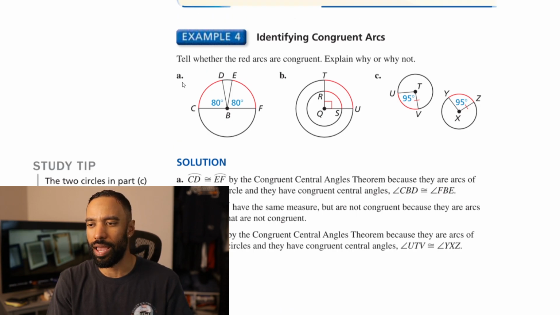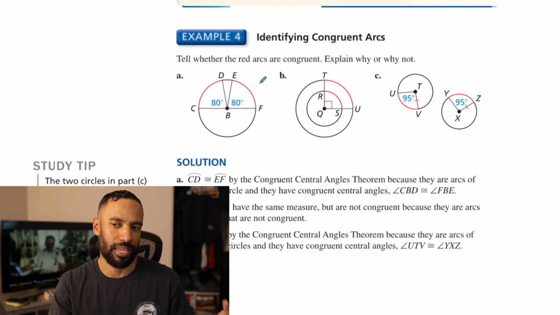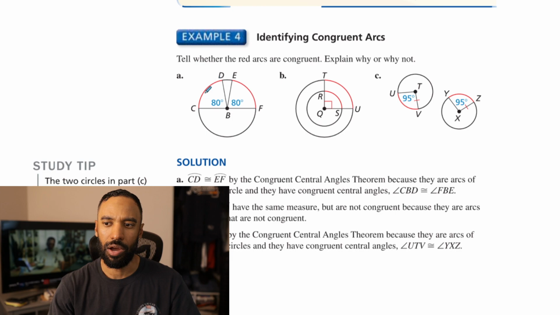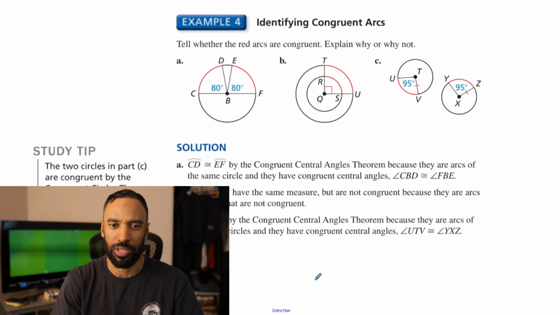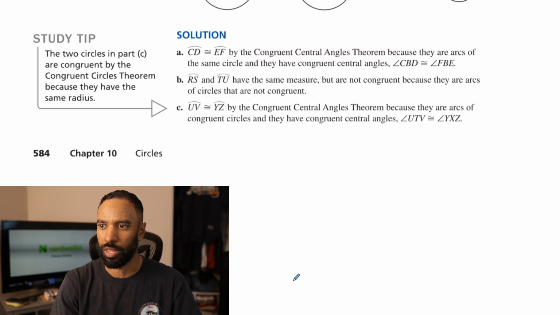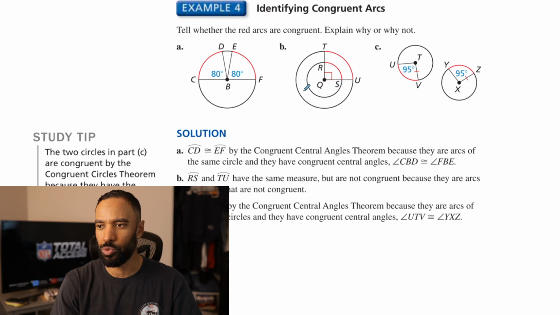That's totally okay. Identifying congruent arcs. Let's tell whether the red arcs are congruent. Explain why or why not. Well, these arcs should be congruent to each other, CD and EF, because they share the same central angle, right? By that theorem. That's kind of what they're saying down here. Therefore, they are.